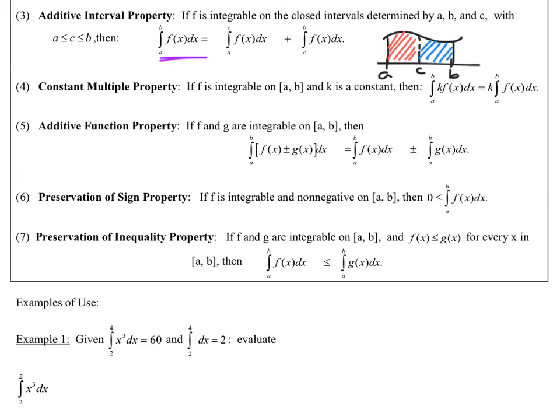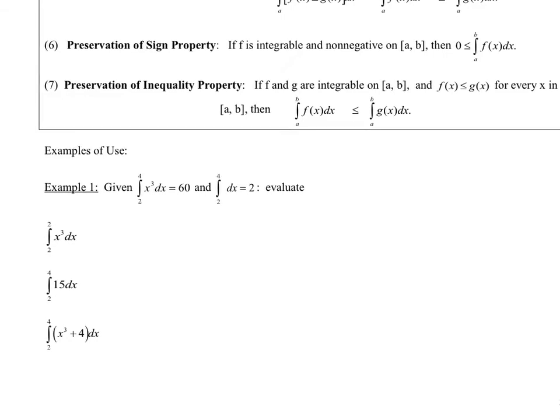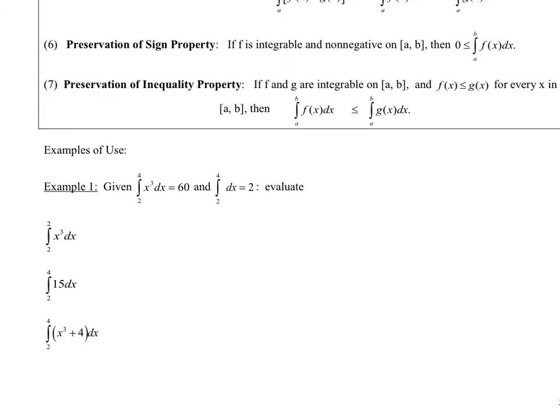Preservation of inequality, that should make sense, just at first glance. Because if one function is physically higher than another, then it would contain more area. Since these integrals are representing the accumulated area over an interval, the height of the function would impact the amount of area that's accumulated. So I think that should make plenty of sense. So we'll put some of these in action right away.